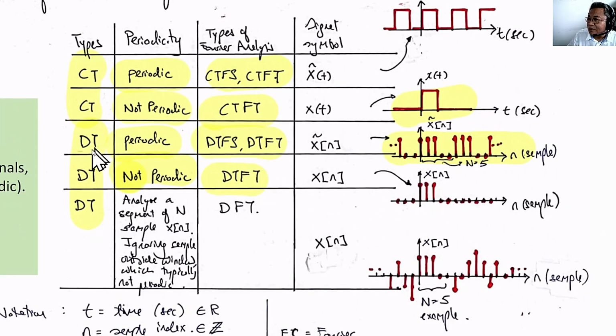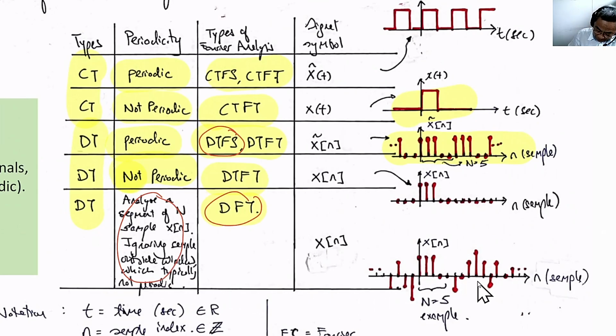Now, you'll be wondering, if we already covered periodic and aperiodic for discrete time, why is there something else? And this something else is called DFT. DFT is actually DTFS used to analyze an n sample sequence of x of n, and ignoring the samples outside the window.